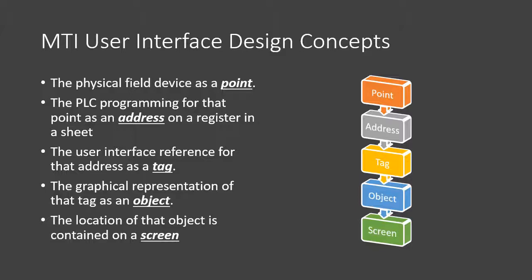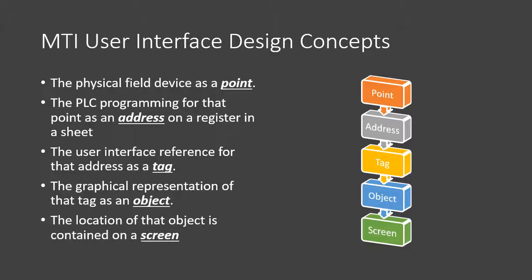And then that point becomes an element in the programming of the PLC, and we call that programming in the PLC, where that point is represented, an address, and that address resides on a register and in a sheet. And then when you move from the PLC programming back to the user interface side of things, that address becomes a tag. On the touchscreen side of things, or on the human interface side of things, we need the ability to provide some information about the address that the user interface is going to engage. And so that information is contained within a tag.